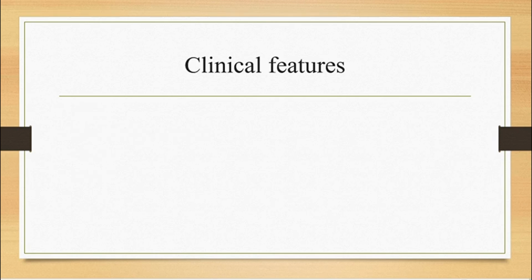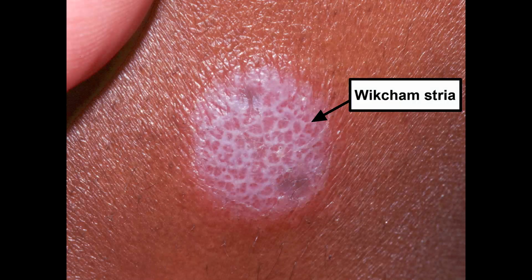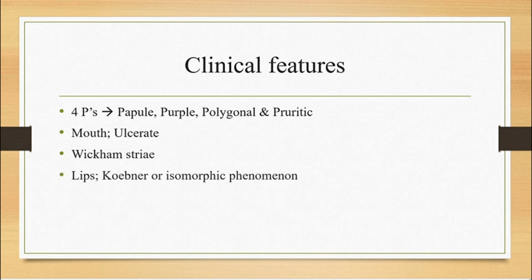Clinical features: you need to remember the 4 Ps or the 5 Ps. So it is papule, purple, polygonal, and pruritic, and the 5th one can also be plaque. In the mouth, they usually ulcerate. Wickham striae are white lines, more common in dark-skinned people. On the lips, you can have a linear arrangement after a certain kind of trauma, and this is known as the Koebner or isomorphic phenomenon.